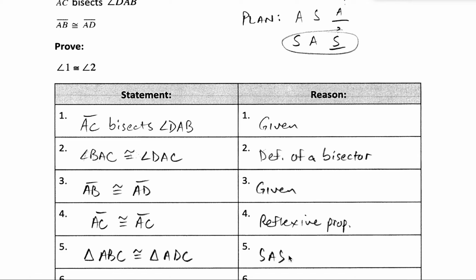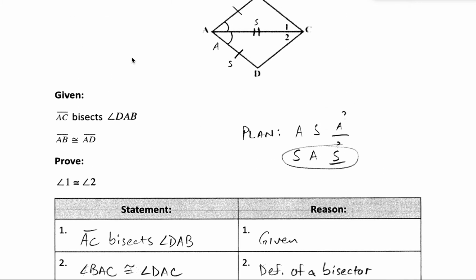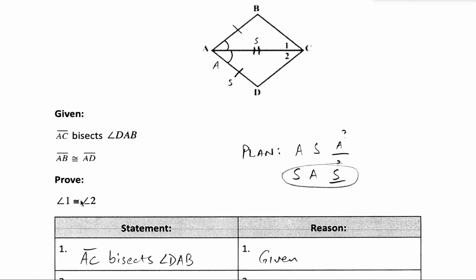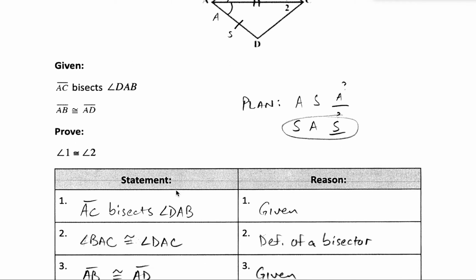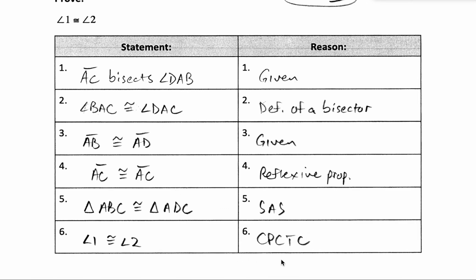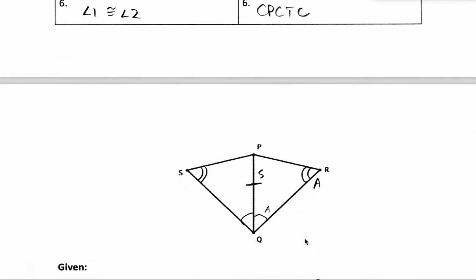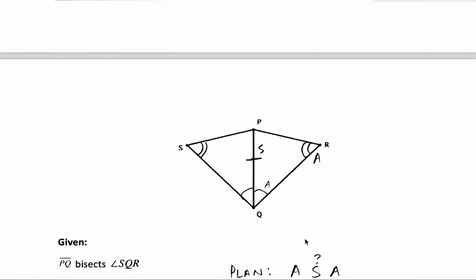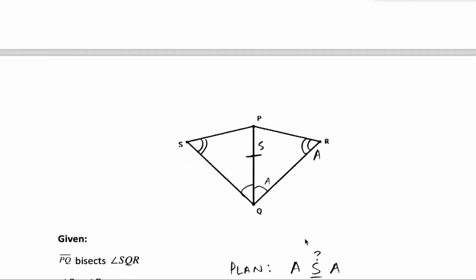Now that we've established that the 2 triangles are congruent, we know that all of their corresponding parts are the same. So we can prove that angle 1 is congruent to angle 2 because of CPCTC. Corresponding parts of congruent triangles are congruent. All right, let's do one more. You can pause the video right here and test yourself. See how far you get.